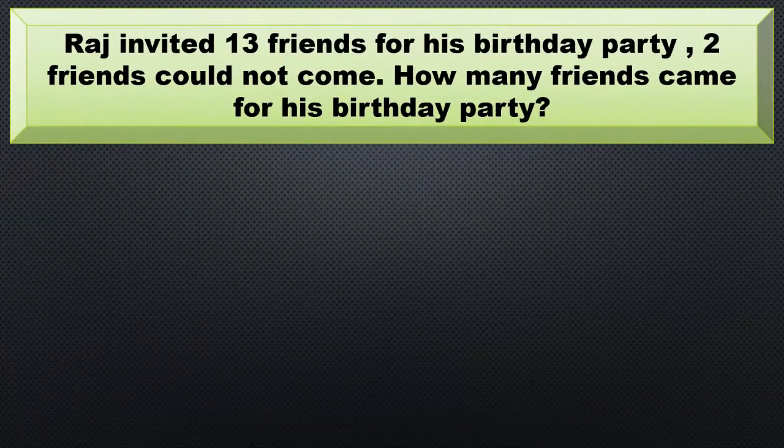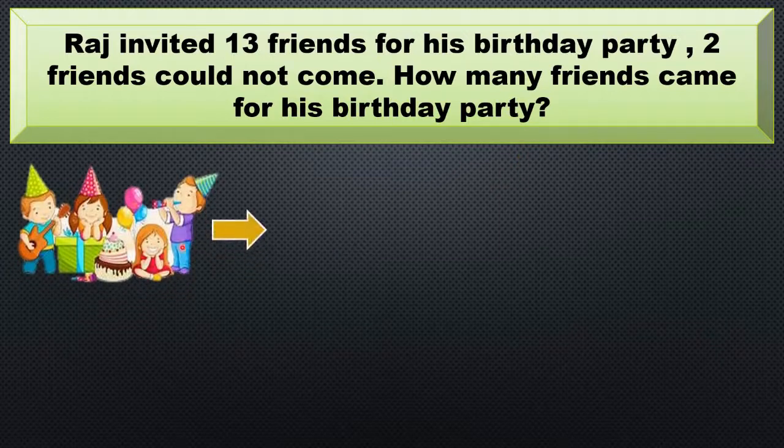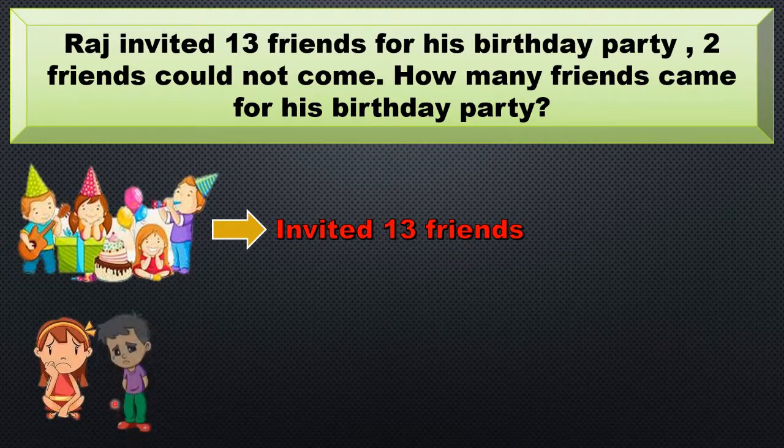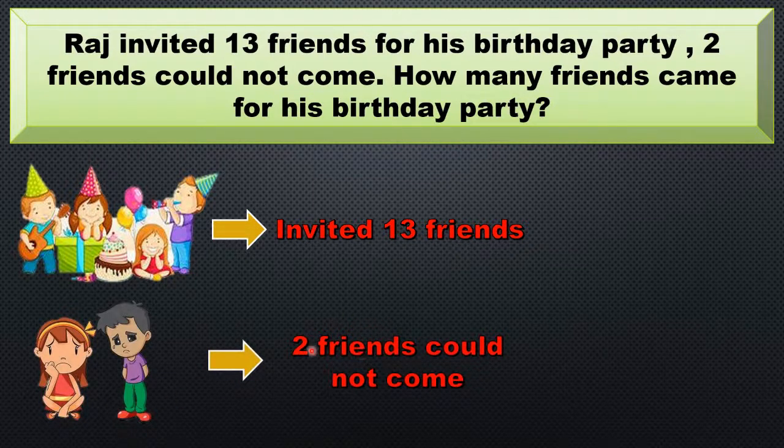First read the sum. Raj invited 13 friends to his birthday party. 2 friends could not come. How many friends came to his birthday party? So first, Raj invited how many friends? 13. And how many friends could not come? 2 friends. So, how many friends came to his birthday party?